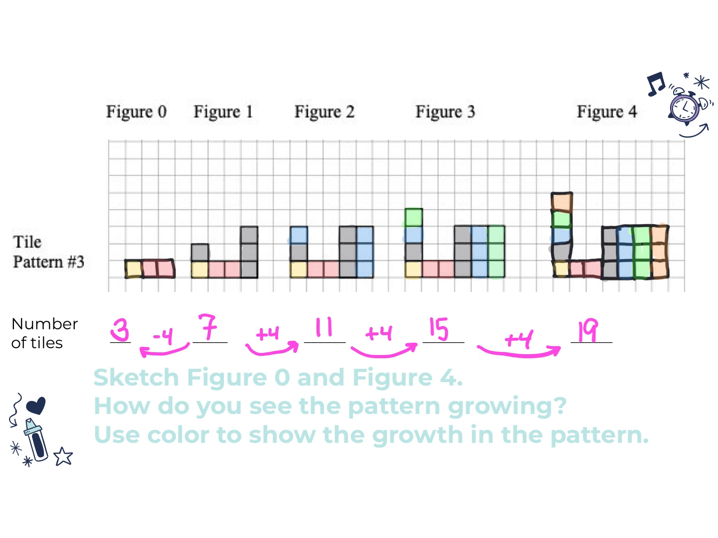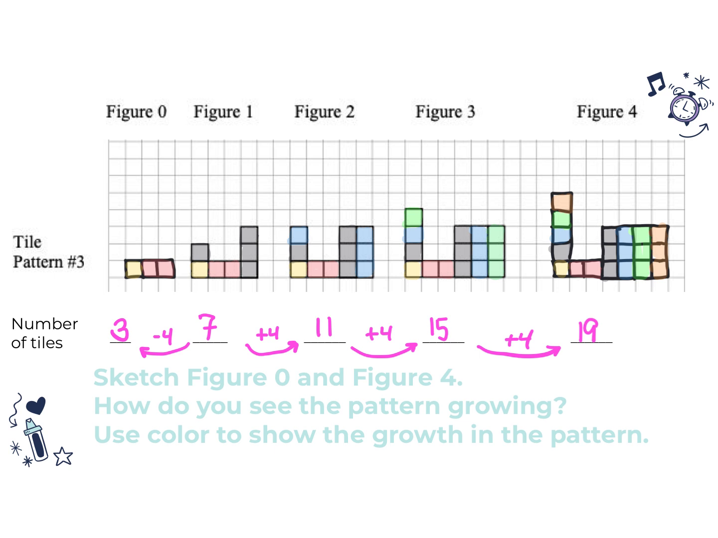It was correct. So I therefore knew that my figure again was growing by plus 4, just like the last two. So that meant I would have to have 19 in figure 4, and then going backwards to figure 0, I would take 7 minus 4, and I would have 3 tiles in figure 0.